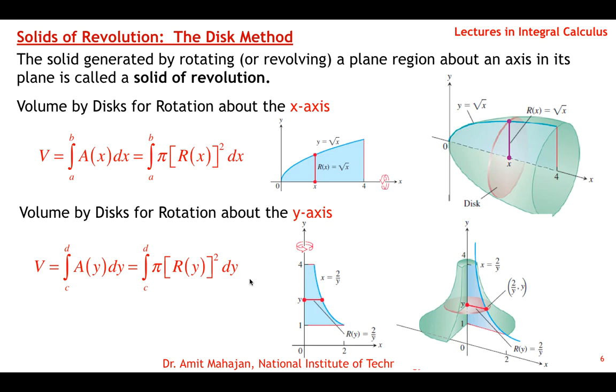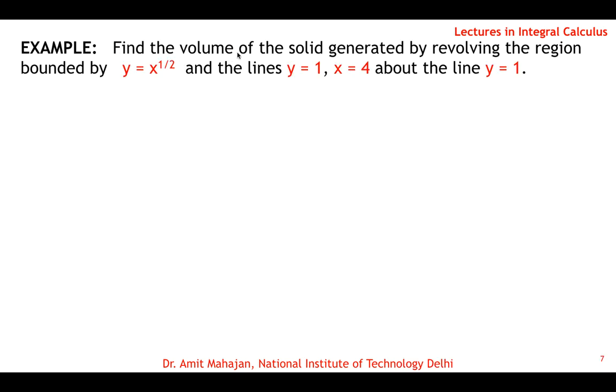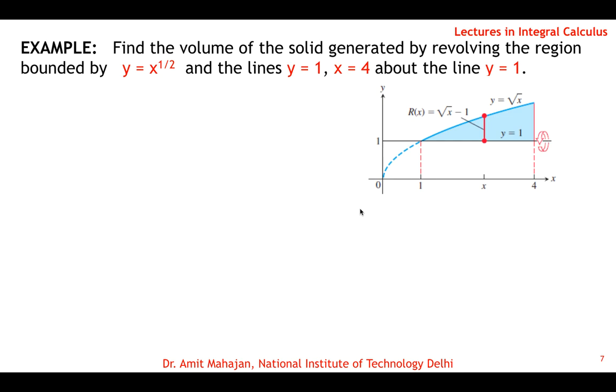So let us take one example to see this. Find the volume of the solid generated by revolving the region bounded by y is equal to root x, and the lines y is equal to 1, x is equal to 4, about the line y is equal to 1. There is a curve y is equal to root x, a line y is equal to 1, and a line x is equal to 4. Clearly you can see that the region is bounded by these three curves: y is equal to root x, y is equal to 1, and x is equal to 4.